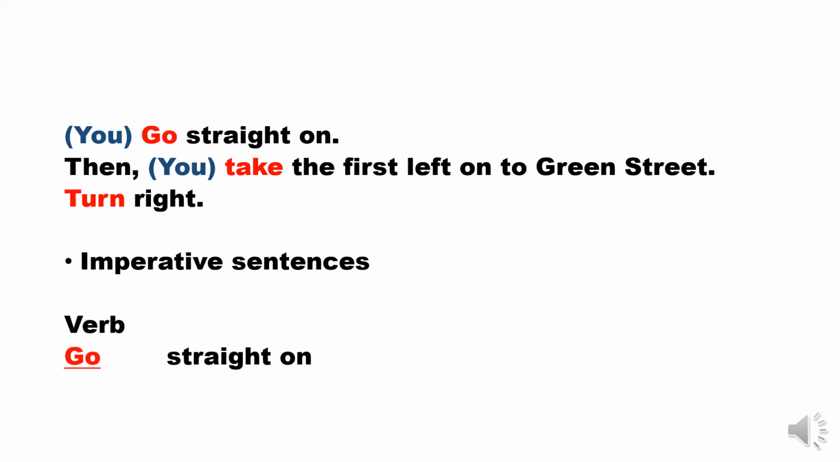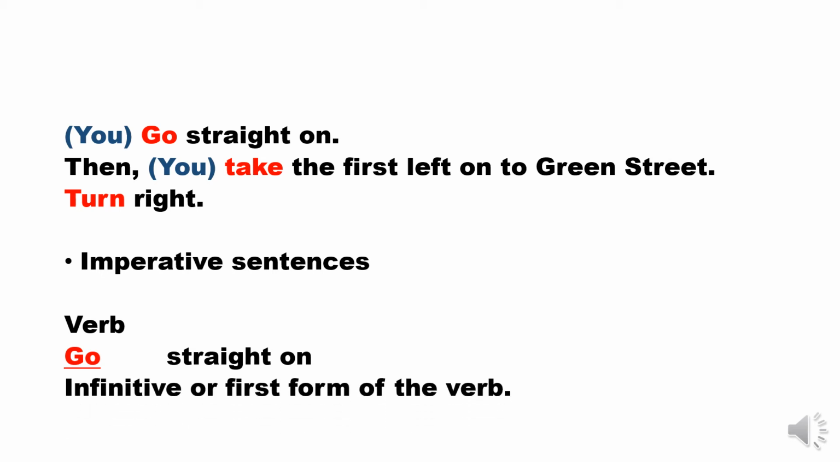Now, look at the structure of the sentence. What form of the verb do we need? In directions and instructions, we need first form of the verb, which we call infinitive. So we have verb, infinitive verb, and rest of the sentence.